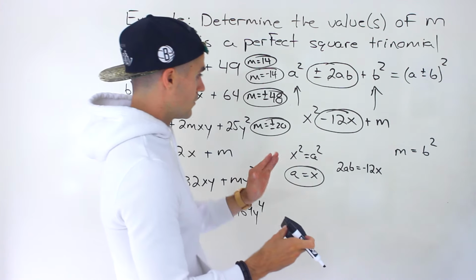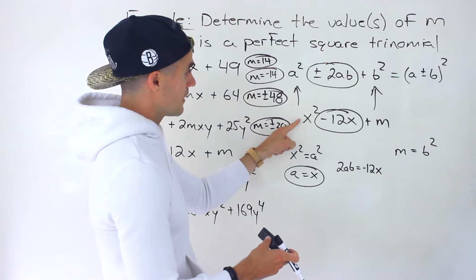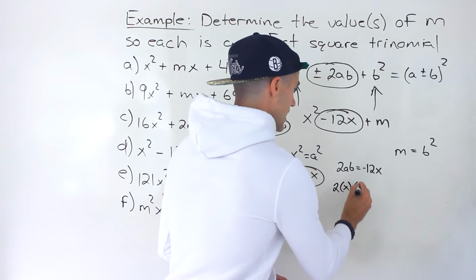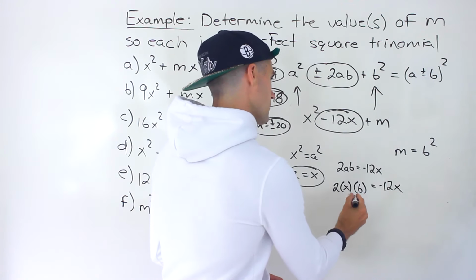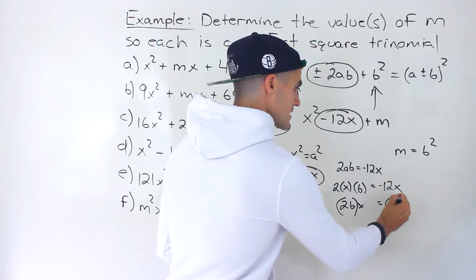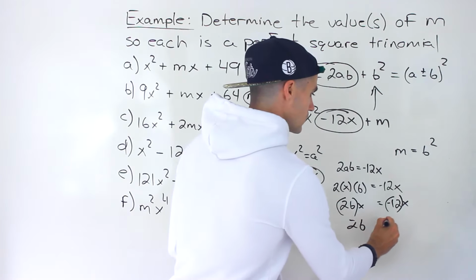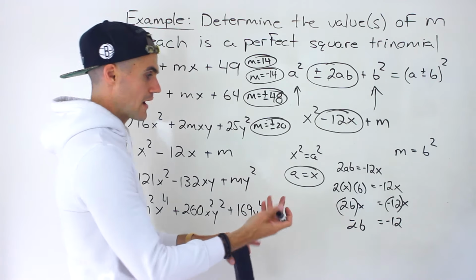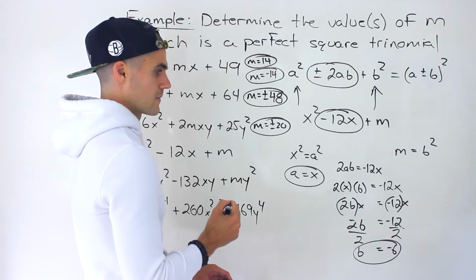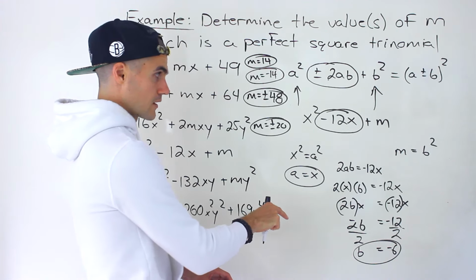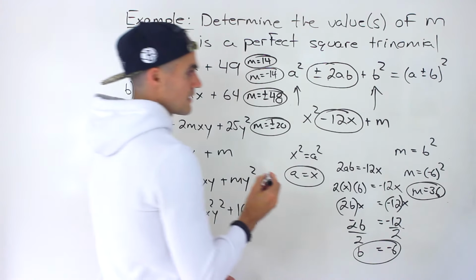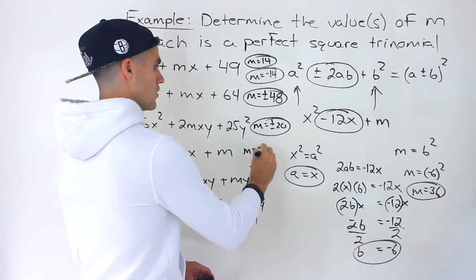So what you first do is from here, you get this a value. We could tell that it's x. And then we plug in that a value over here. So we'll have 2 times x times b, which is negative 12x. So we'd end up with 2bx equals negative 12x, right? So we could tell that 2b has to equal negative 12, if we divide both sides by x. And so over here, divide both sides by 2, we know the b value has to equal negative 6. So we get a b value of negative 6, and then we'd end up with negative 6 squared, which would give us 36 for the m value. Okay, so the m value here would be 36.